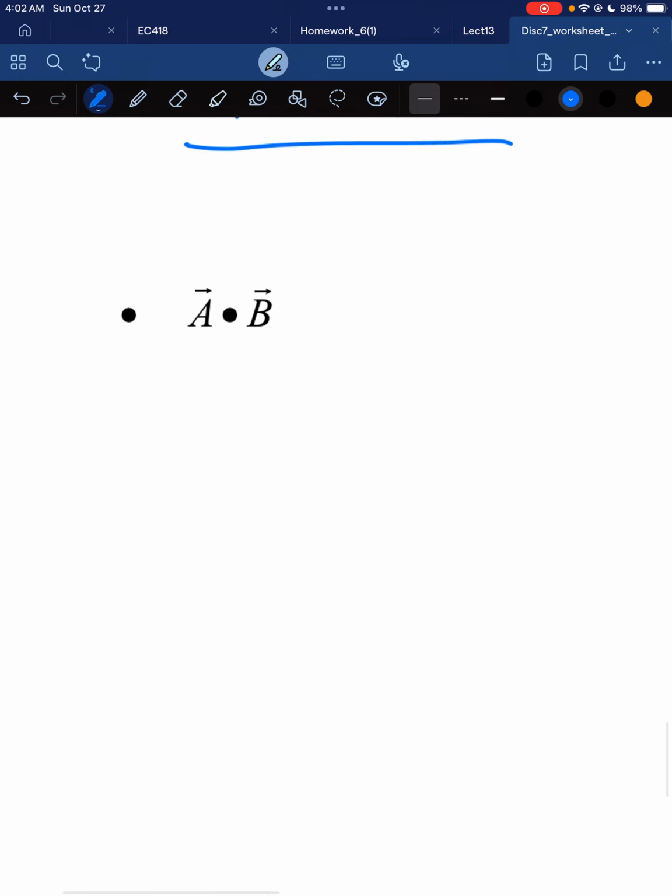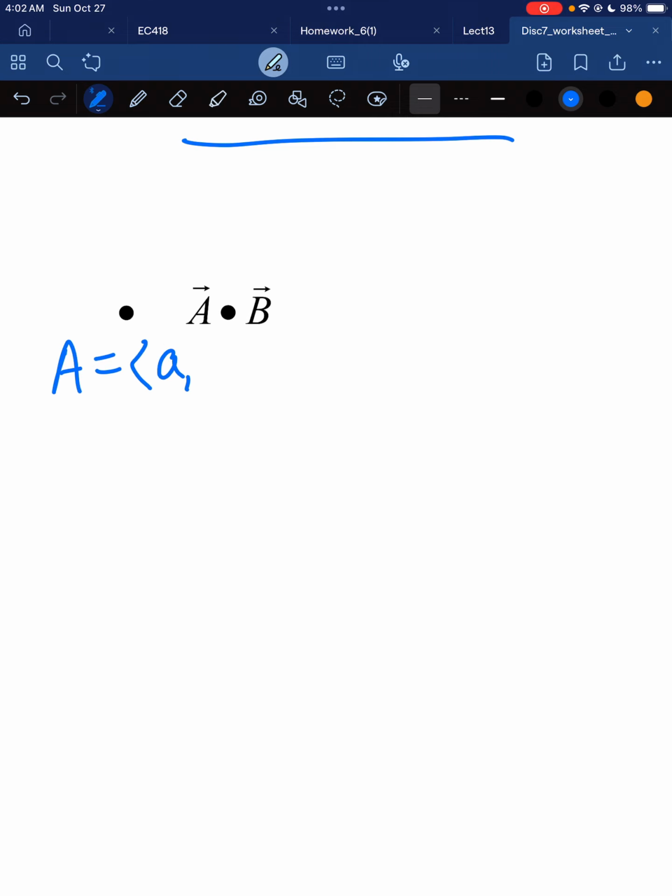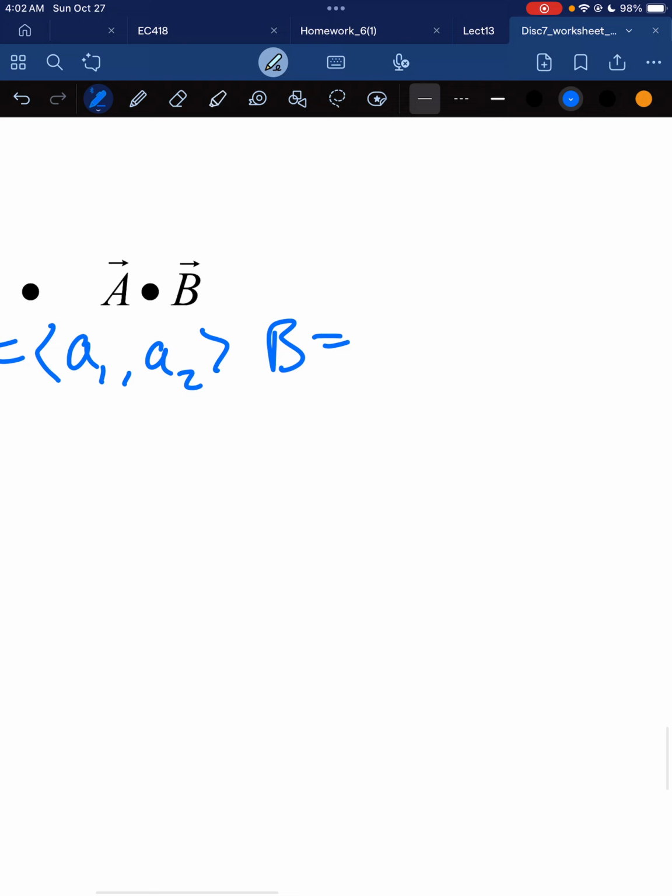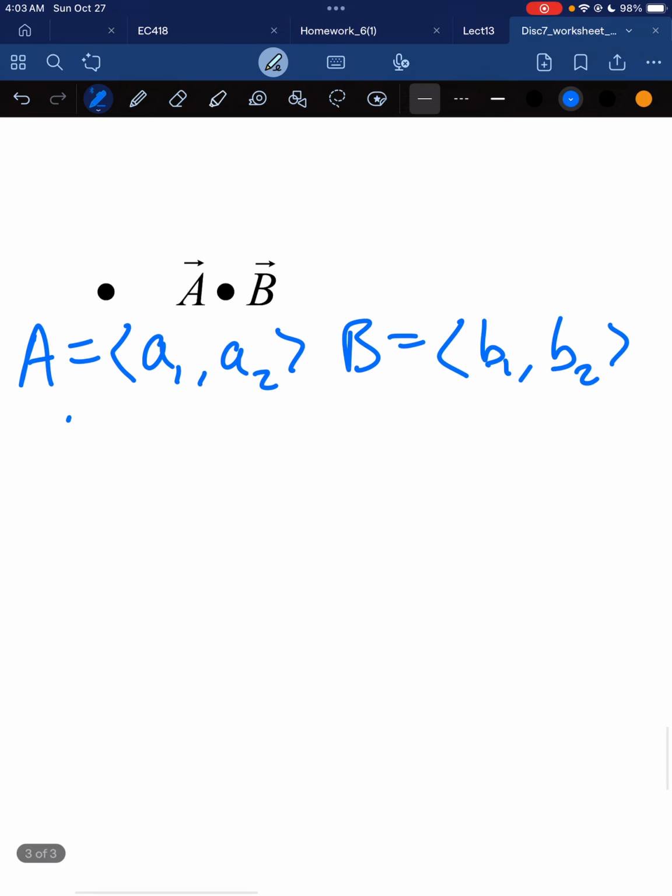And then here for A dot B, this is the dot product. If you have a vector A, let's just say A1, comma A2, and then we have B is equal to B1, comma B2. Our dot product A dot B is going to be equal to A1 times B1 plus A2 times B2.